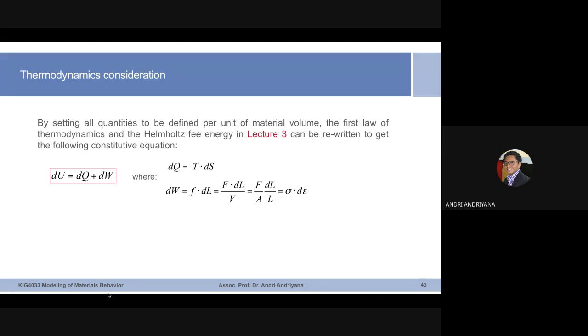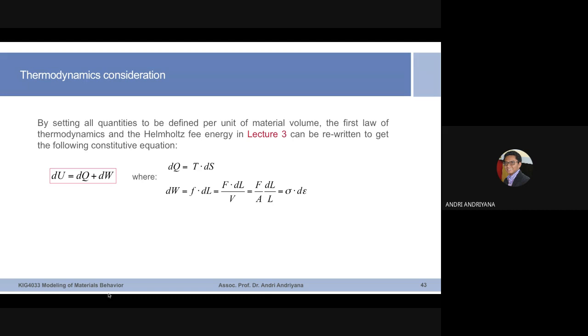Okay, so basically, as the first law of thermodynamics states, the change of internal energy in the system per unit of volume is because we supply or extract heat per unit of volume to the system, plus because we supply or extract work per unit of volume in the system. And we have dQ equal to TdS. Again, dS here is the change of entropy per unit of volume, so all quantities are per unit of volume here.